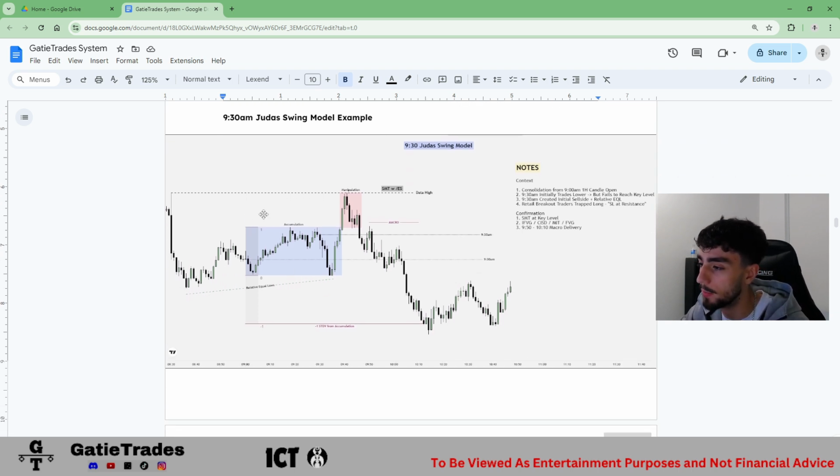So this is a very basic example. The drawn liquidity being these relative equal lows. We have an accumulation, clear manipulation, taking out the data high. So we have a liquidity sweep and a higher time frame key level tag.